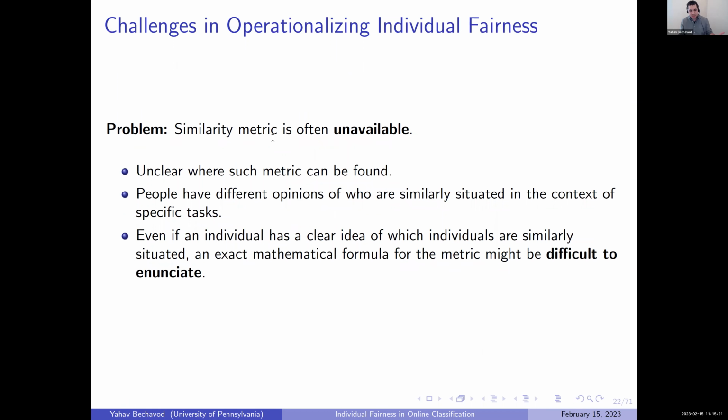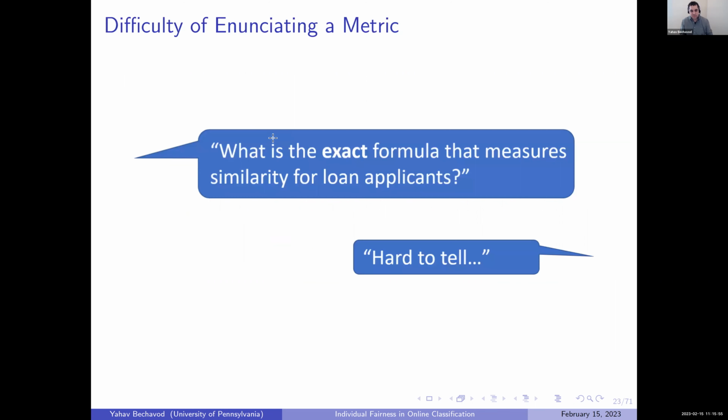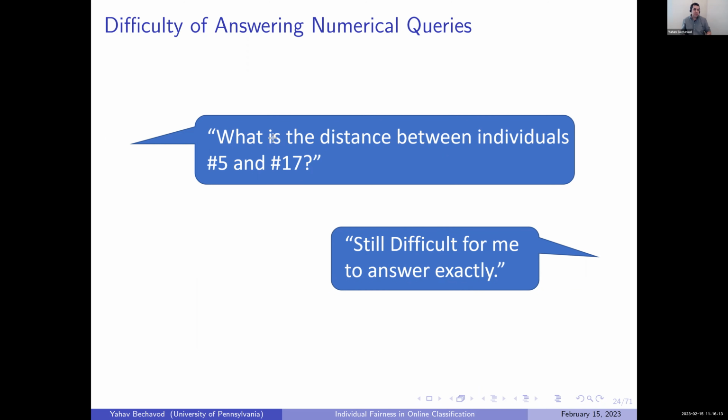The main challenge with operating this framework of individual fairness is that in many settings, this metric is unavailable. It's also unclear how it can be elicited or learned. If you ask people, they might have different opinions about who is similarly situated in the context of this task, or even if an individual has an idea of what should be similar, enunciating the metric exactly is not easy to do. In the context of credit, you could ask, what is the exact formula for similarity for loan applicants? And even a trained expert could say, well, it's hard for me to tell. You could ask an easier question, what is the exact distance between individuals? But still, for human auditors, that might be a challenging task.